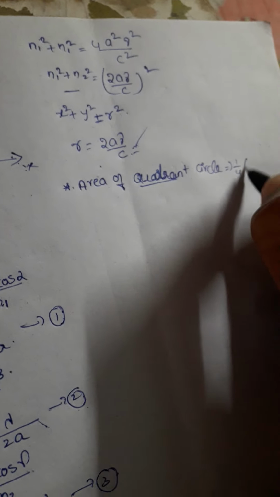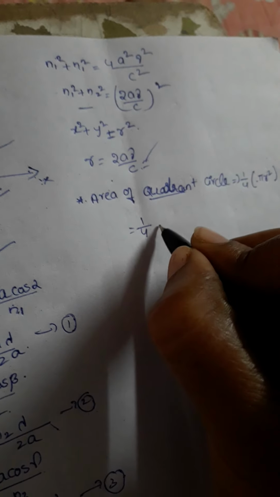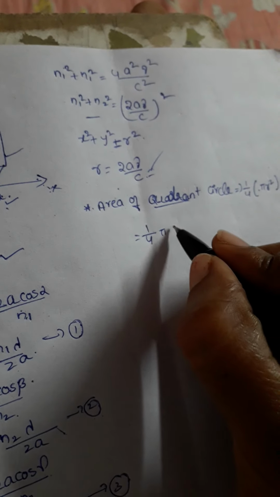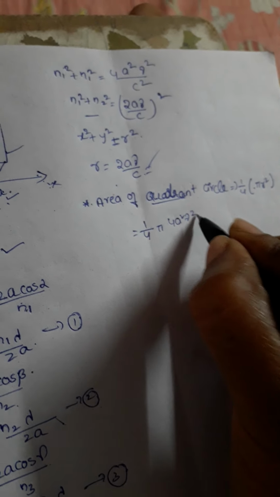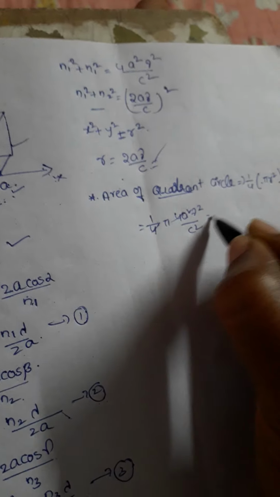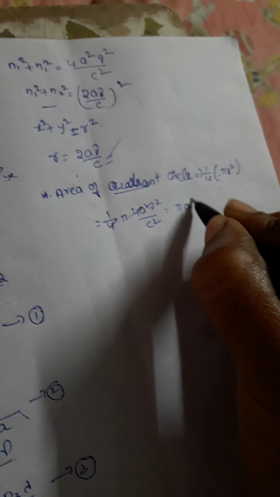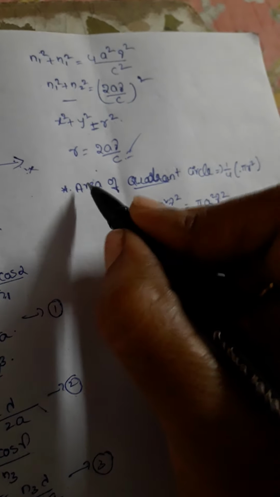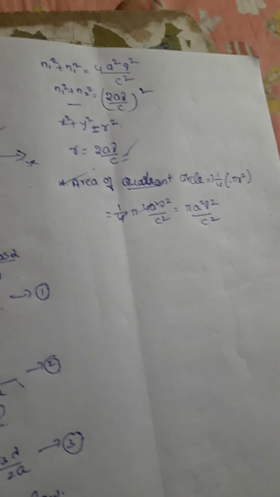One fourth, the area of the circle is πr². So take that value and substitute here. πr² means 4a²μ² by c². The 4 cancels, so that is πa²μ² by c². This is the area of the quadrant circle.